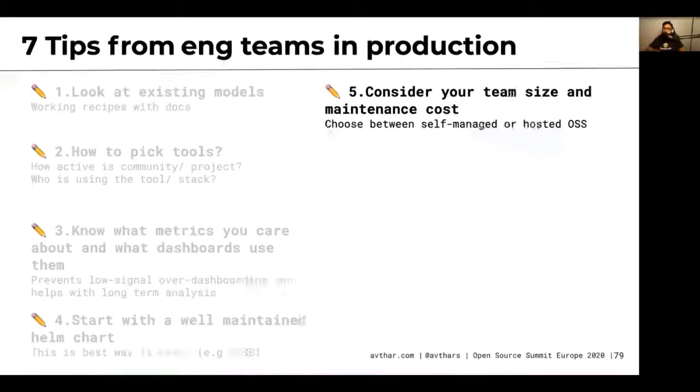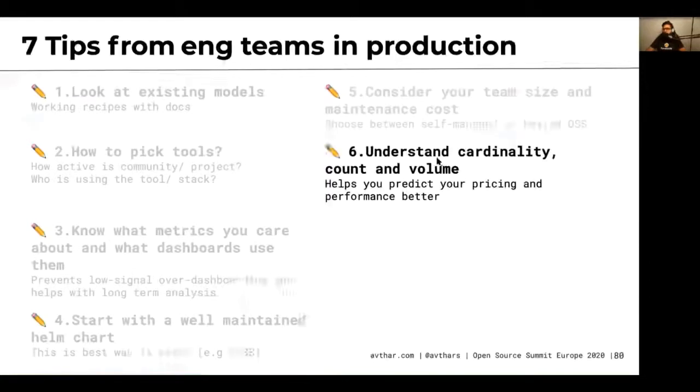So keep that in mind, consider your maintenance cost, and see what other tools have worked for teams in your industry and how much maintenance they've had to do. That is important. Point number 6 is to understand things like the cardinality, the count, and the volume of your different metrics and things that you're measuring. This helps you better understand and predict your pricing, as well as the performance that you're going to get.